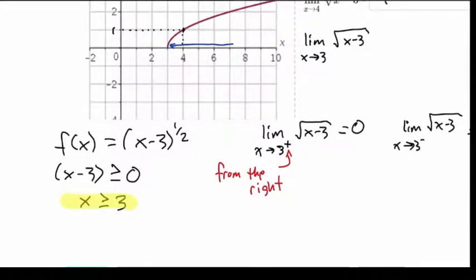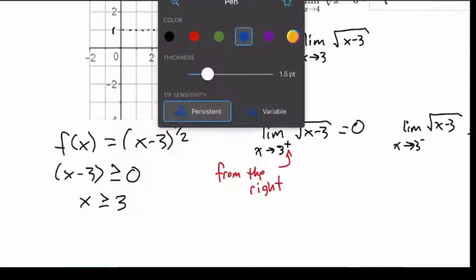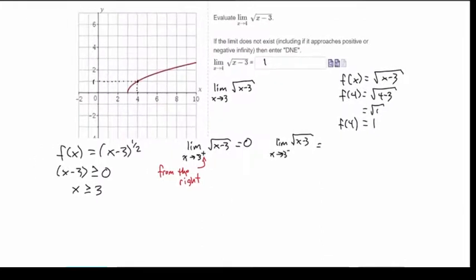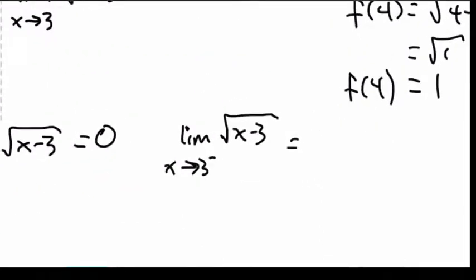So if I'm approaching 3 from the left, I have values that are less than 3. Those aren't defined. They're not possible. There is no part of the graph to look at there. So there is no limit. It's not defined. It does not exist. So let's say that. How come the limit doesn't exist here? Does not exist. Why not?